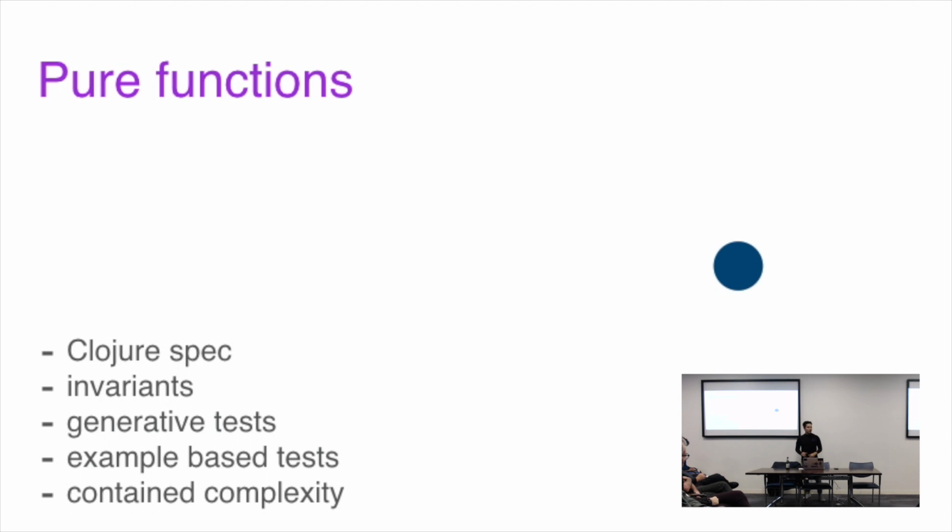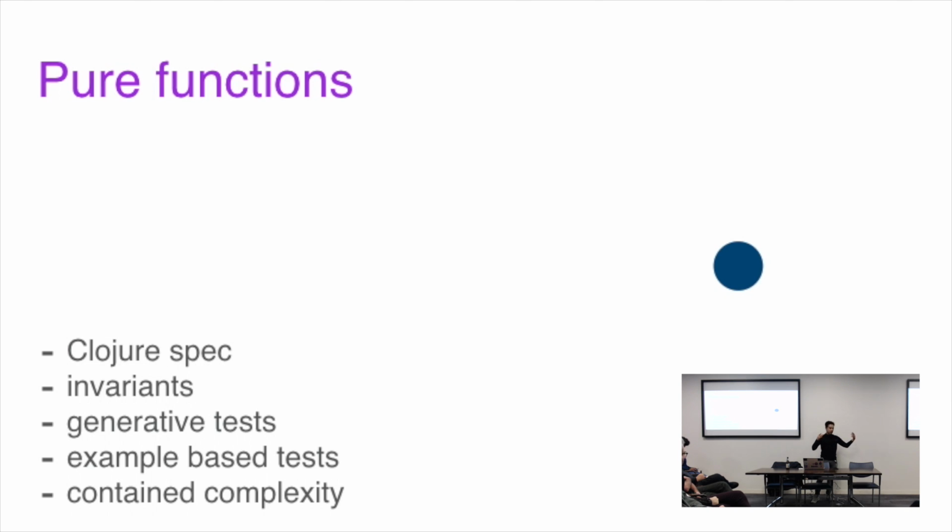We were waiting for the new version to make sure we can move to that. But since most of the code is already on schema, we are using schema. But spec is the same. We can build invariants on this kind of function if we want to. We can write generative tests, the automatic generative tests that spec can give you. We can do example-based tests, like write a normal test that asserts a given example. And we can limit the complexity we are handling on that function.